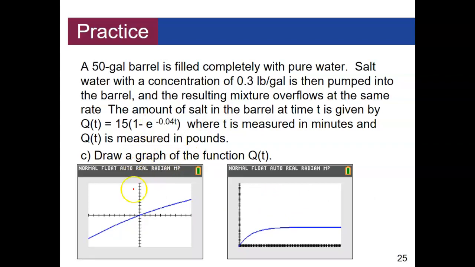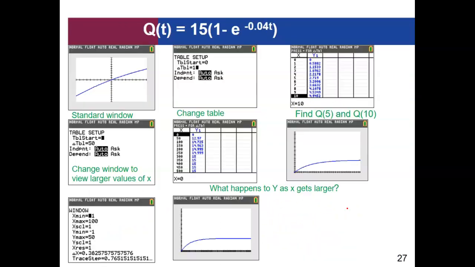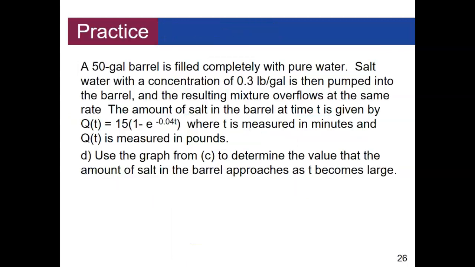Drawing the graph, if you draw the graph on the standard window, it's going to look like this, which looks a lot like a line. We know it's exponential, and so we want to widen our window out so that we can see where it's going to flatten out. Okay, so as far as D says, use the graph from part C to determine the value that the amount of salt in the barrel approaches as T becomes large.